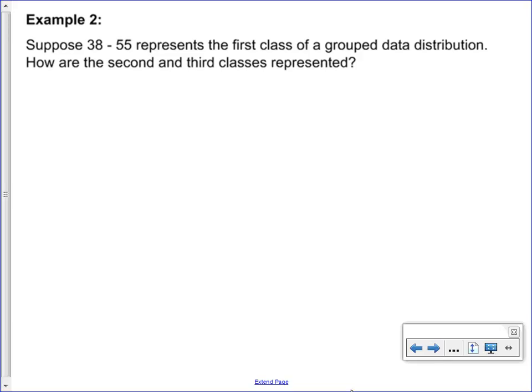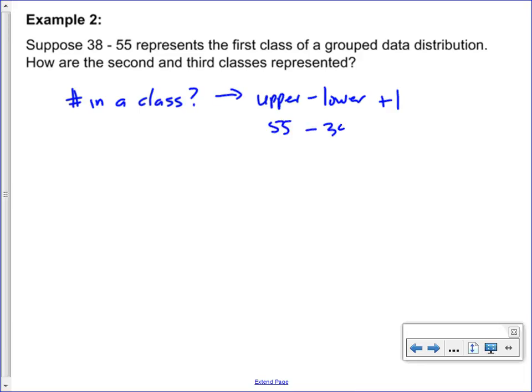So, to figure this out, we need to figure out how many numbers are in a class. Right? So how many numbers are between 38 and 55? Well, you just take the upper minus the lower, then plus 1, because then you have to add that 1 back in. So 55 minus 38 plus 1 is equal to 18. And sure enough, you can count that, that's 18 numbers in a class.